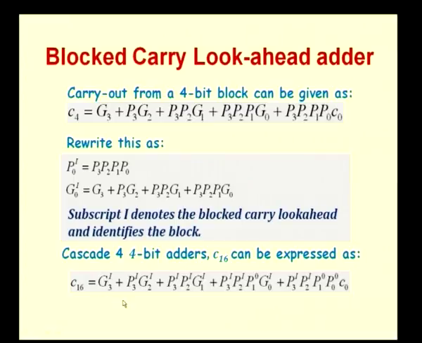It will be the concatenation of these big blocks, the big P's and G's. So it will be G3 of I, G3I. Remember that the I superscript is there in order to indicate that it is for a block's generate function. G3I plus P3I G2I plus P3I P2I G1I plus P3I P2I P1I G0I plus P3I P2I P1I P0I and then C0. So this is what we have as the final function for C16.